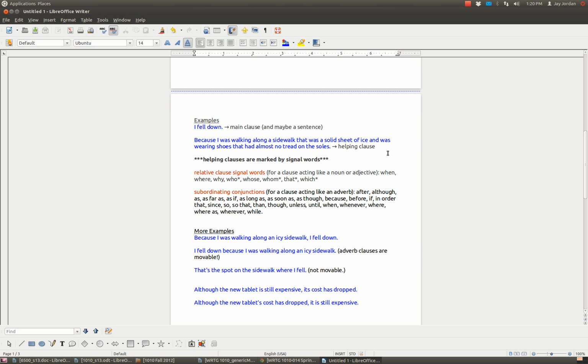We're not really going to talk about commas right now, but suffice to say, one of the important uses of commas is that it often separates, not always, a main clause from a helping clause. Adverb clauses, as it turns out, are really movable. They can go just about anywhere in the sentence. Sometimes that can get you into trouble.